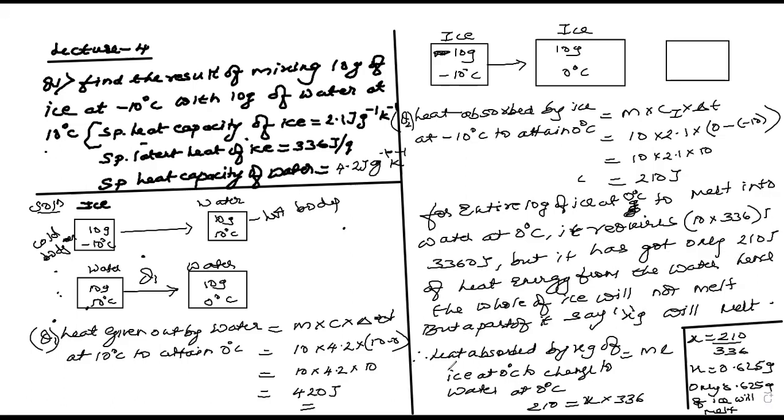Heat absorbed by X gram of ice at 0 degrees Celsius to change into water at 0 degrees Celsius will be equal to M into L. Therefore, this heat is 210, M is X, into 336. So X is equal to 210 upon 336. So X equals 0.625 gram. Okay. So only 0.625 gram of ice will melt.